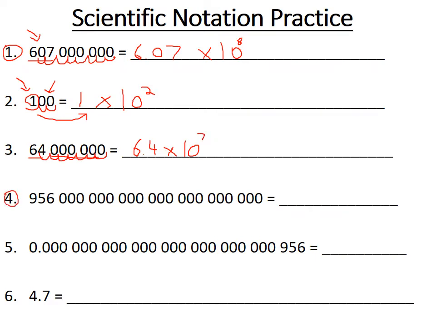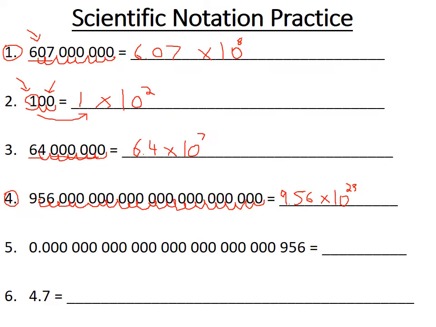Let's go to number 4 now. So again, you should always pause the video before I attempt it, and then you try it yourself. So we know we're going to make this 9.56 times 10 to the power of something. Let's count how many spaces we had to move our decimal. So we had 1, 2, 3, 4, 5, 6, 7, 8, 9, 10, 11, 12, 13, 14, 15, 16, 17, 18, 19, 20, 21, 22, 23. 9.56 times 10 to the power of 23. It's positive 23 because we moved towards the left.